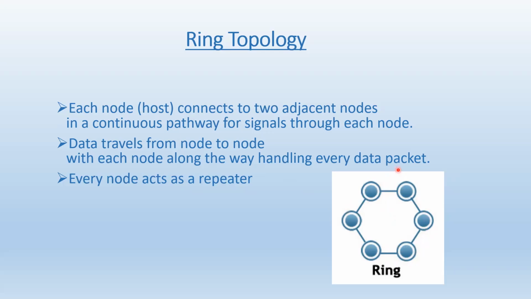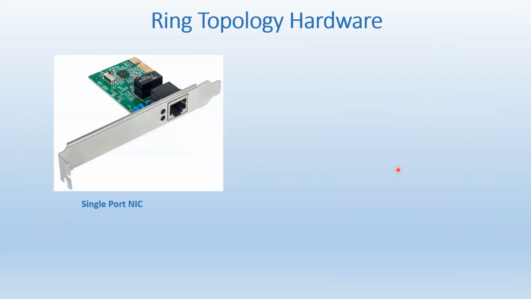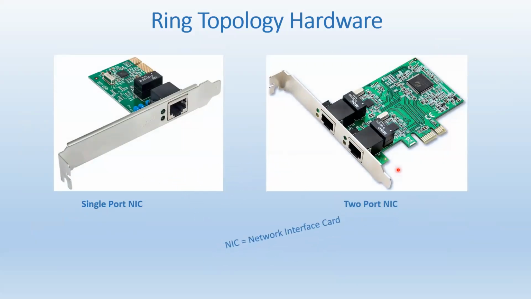Now there's a ring and there's something that's called a token ring. So we'll get to that very soon. Right? So, ring topology hardware. Here's a single port NIC. Okay, and here's a double port NIC. What's a NIC? NIC stands for Network Interface Card.